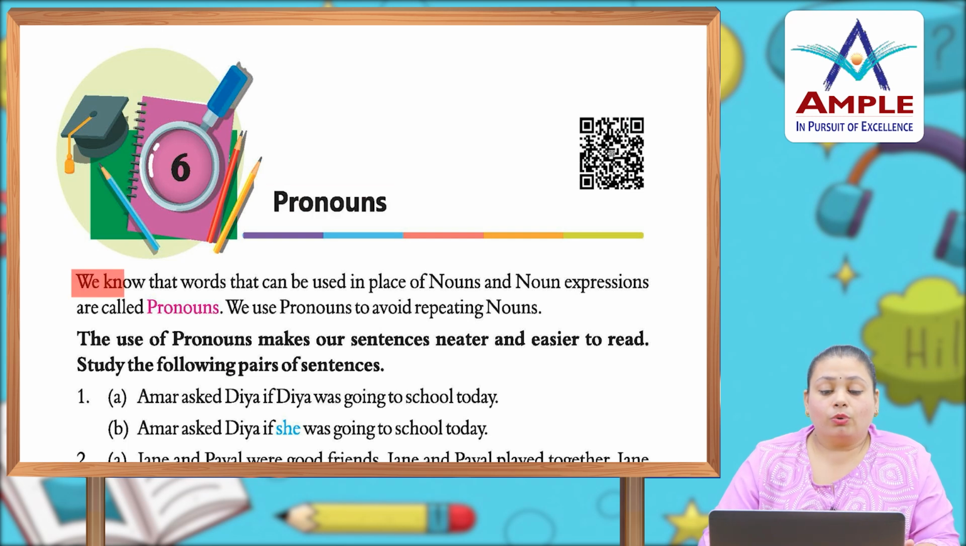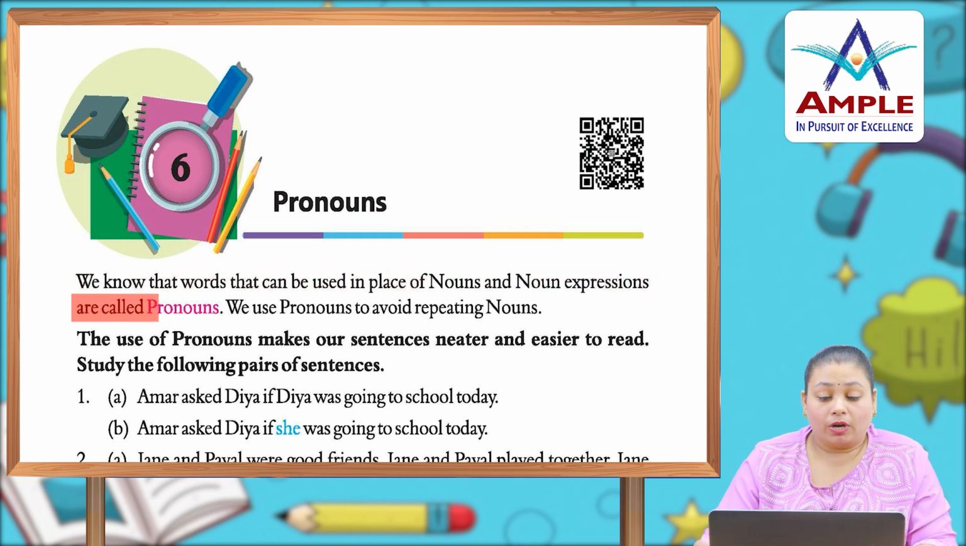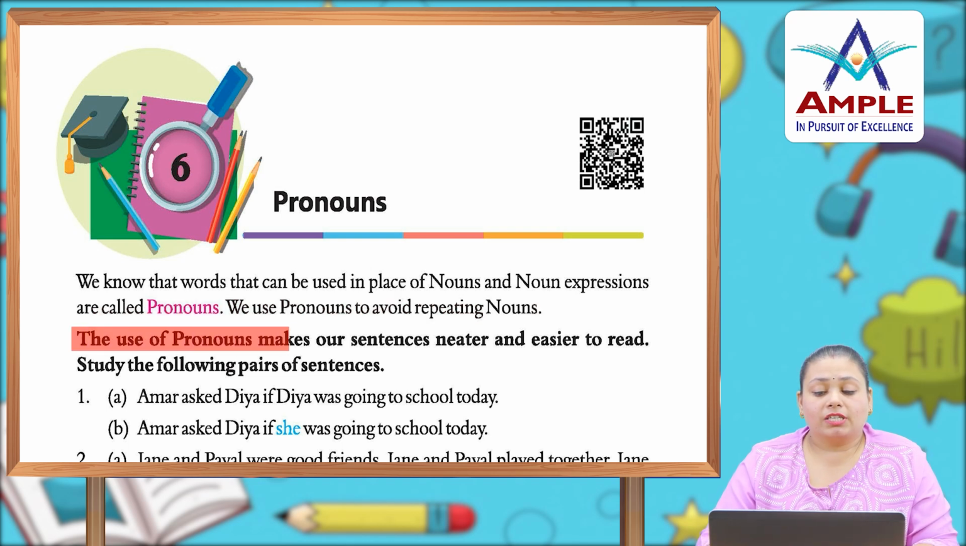First of all, we know that words that can be used in place of nouns and noun expressions are called pronouns. We use pronouns to avoid repeating nouns. The use of pronouns makes our sentences neater and easier to read. Study the following pairs of sentences.